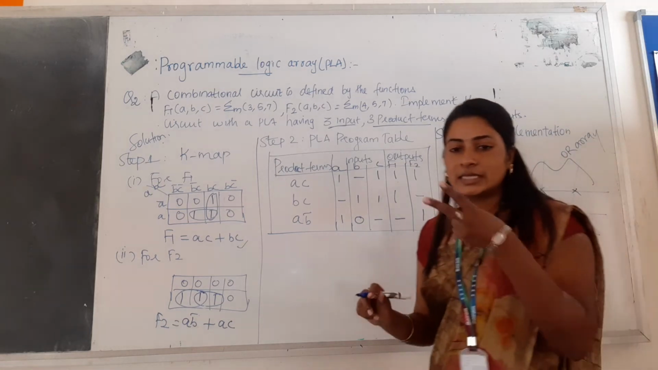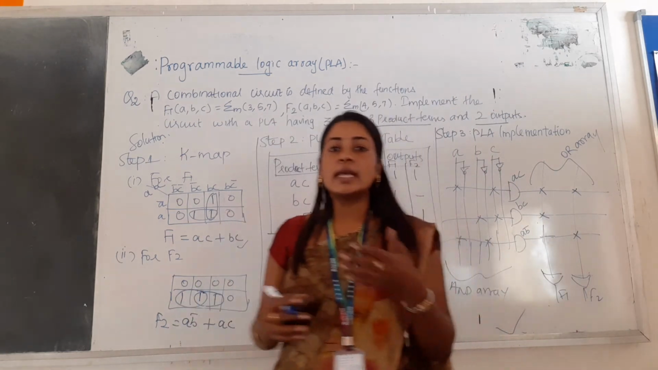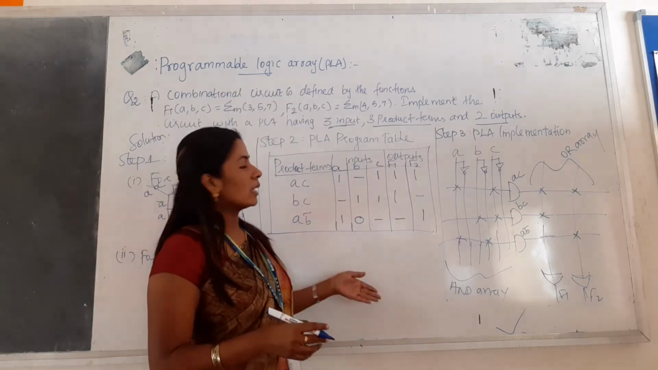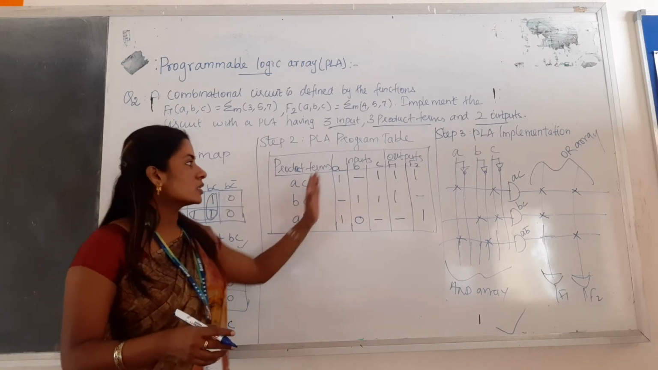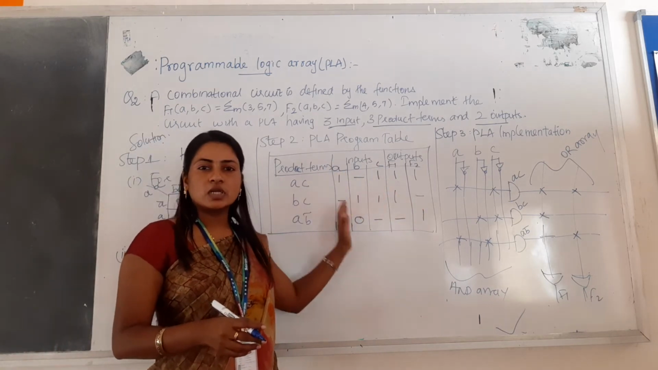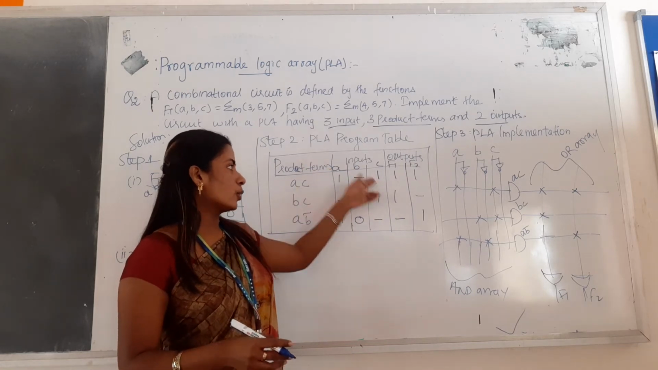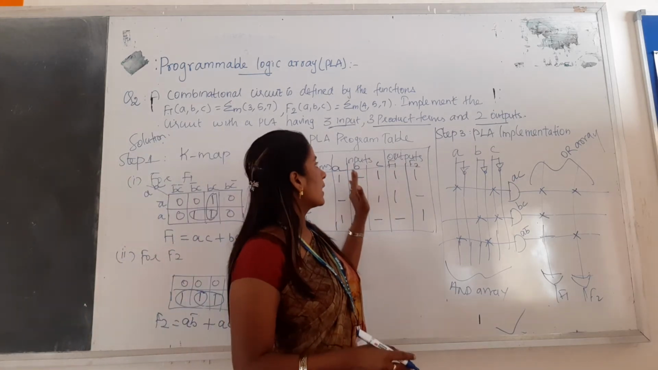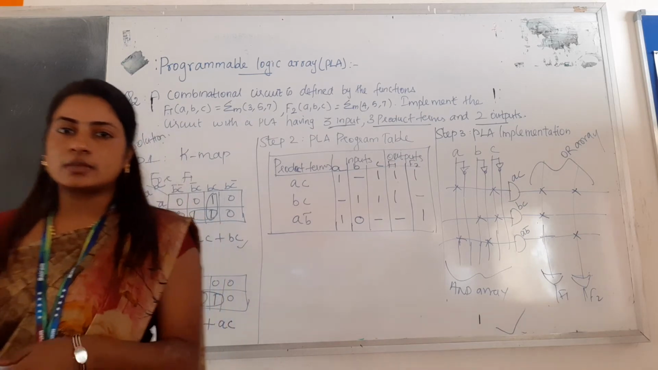Okay, so there are 3 steps. In the first step, you make the K-map and find the Boolean expression for the given function. In the second, you make the PLA program table. There you mention all the product terms you got from the K-maps, then the inputs and outputs. For the variables available in a term you put 1, and the remaining all dash. Then the same PLA table you convert to PLA implementation.